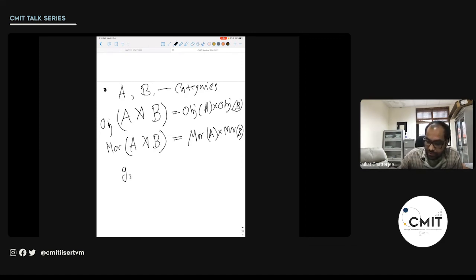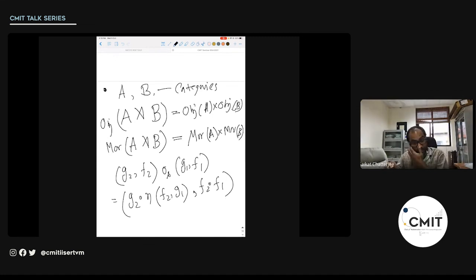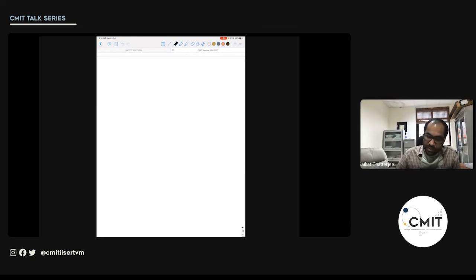the idea is very simple. So you take G2 F2, let us put some S, let's say, and G1 F1. I want to write this as G2 compose eta F2 compose G1, F2 compose F1. So what is this eta? The idea of eta is that I want to define something which will allow me to talk about this kind of thing. So that is precisely what we are going to do. Okay, so let us make this thing precise. This is the overall idea.